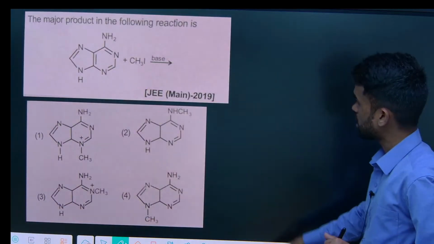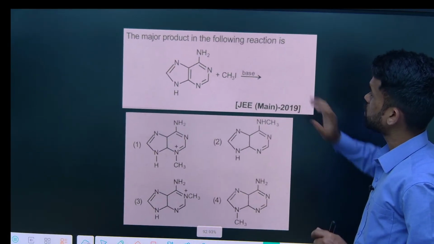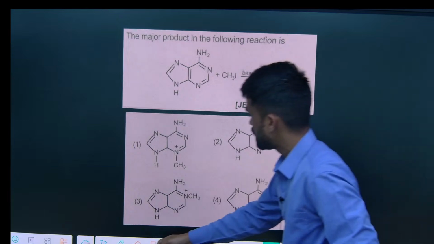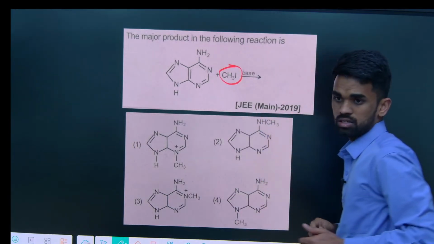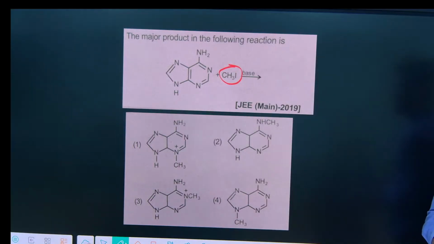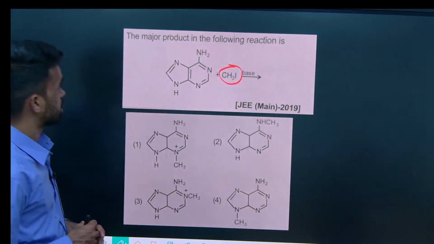Look at this question again. This is also from JEE Mains. The major product in the following reaction. So try to identify where this methyl iodide will attack the given substrate. There are many nitrogens. It's simple. You just use the concept that you have learned. There is nothing like ortho or para that we can say here.